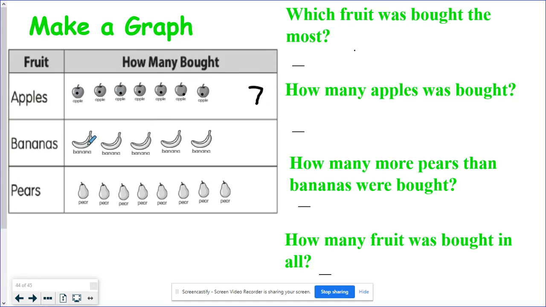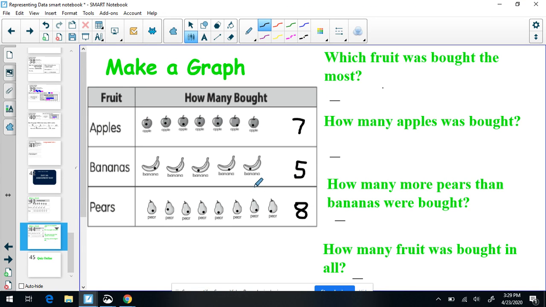Now I'm going to count the bananas. 1, 2, 3, 4, 5. So we have 5 bananas. And then the pears. 1, 2, 3, 4, 5, 6, 7, 8 pears. Now I can go ahead and start answering the questions. So let me get to type it in.